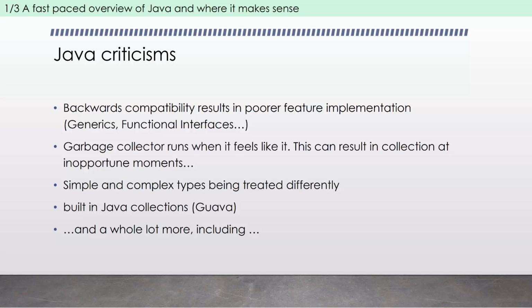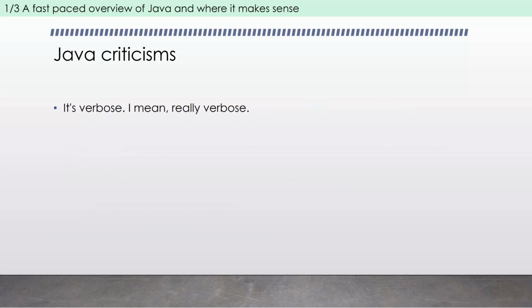You do have community offerings, so Guava, I believe, is provided by Google, which is a set of replacement drop-in libraries for the inbuilt collections. There are a whole bunch, of course, more problems with Java as there are with any language. But the biggest one that people tend to whinge about is its verbosity.